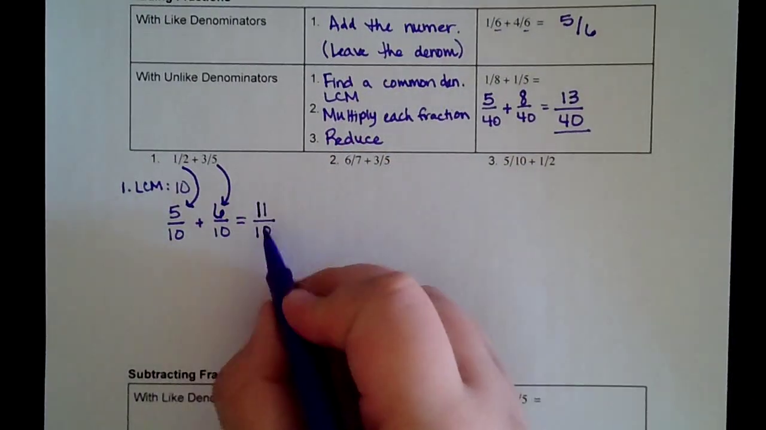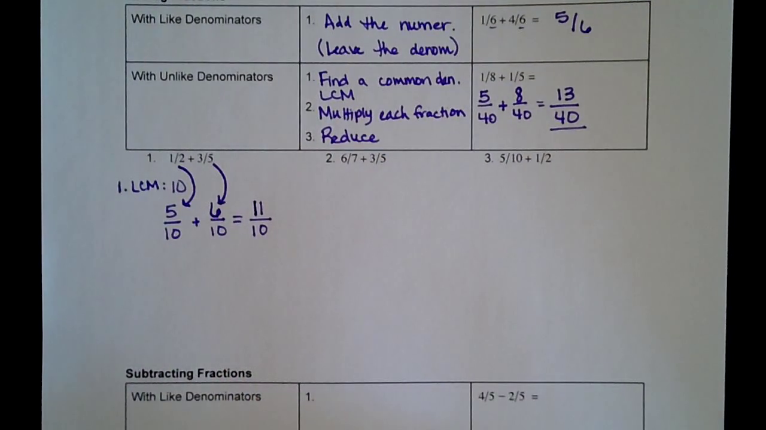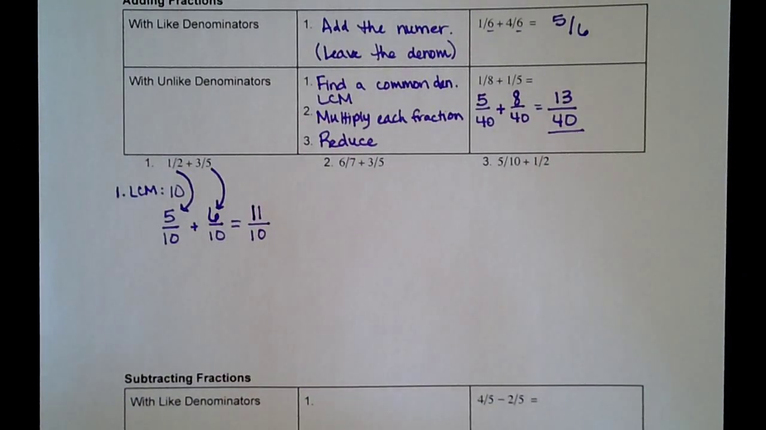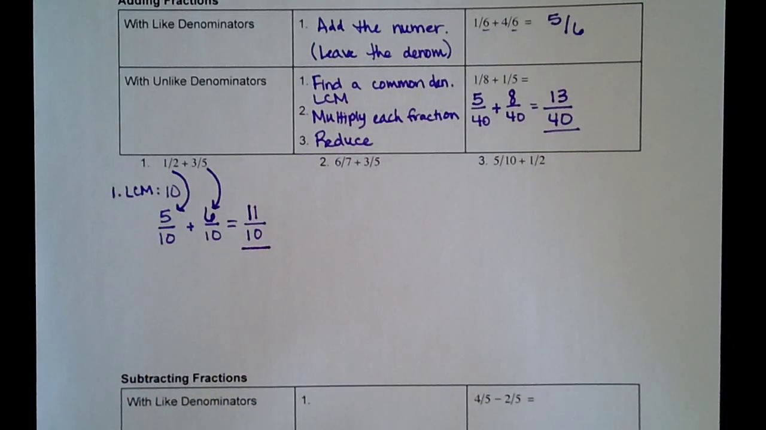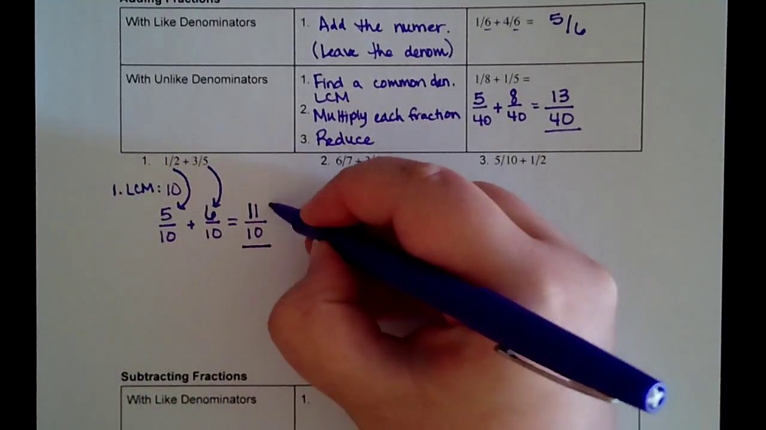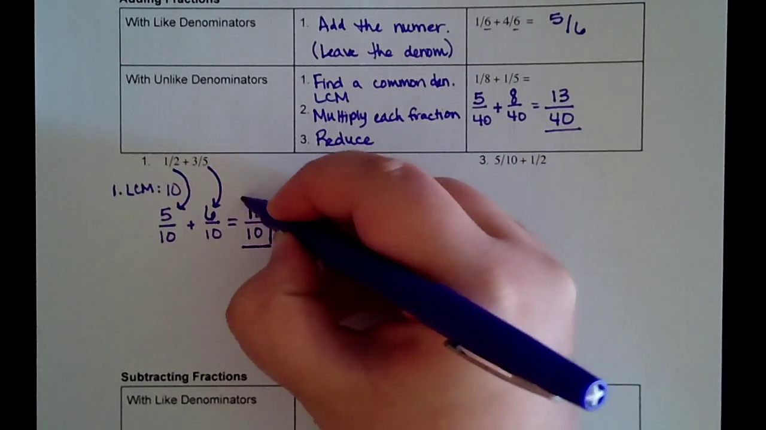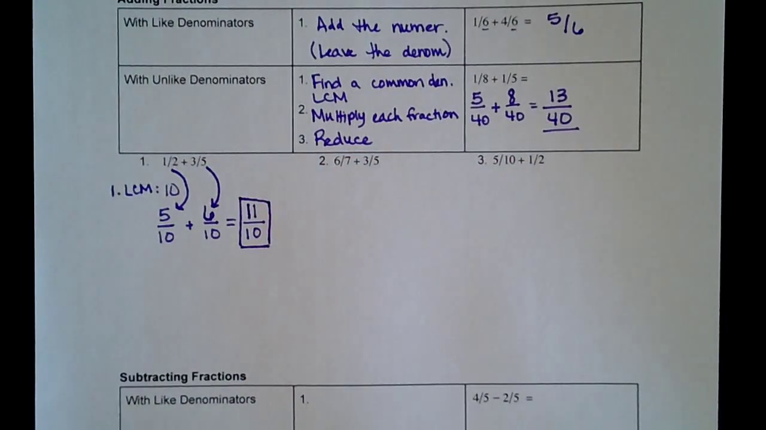In this case, 11 over 10 is an improper fraction, so we could turn it into a mixed number. I'm not going to at this point. We could maybe see that in another video, but right now I'm going to leave this as my answer. And because I like to be really clear, I always box my answer to indicate that I am done with the problem. Let's see another one.